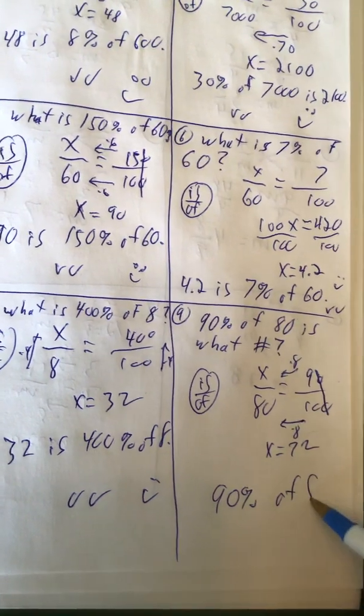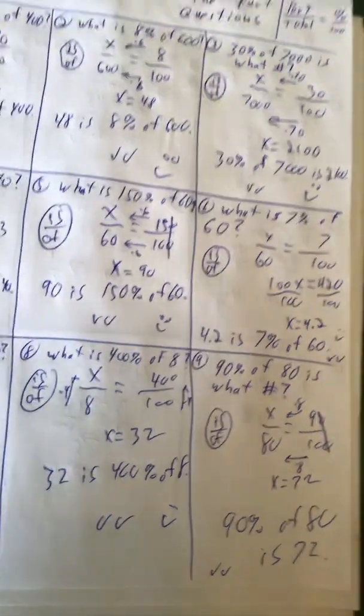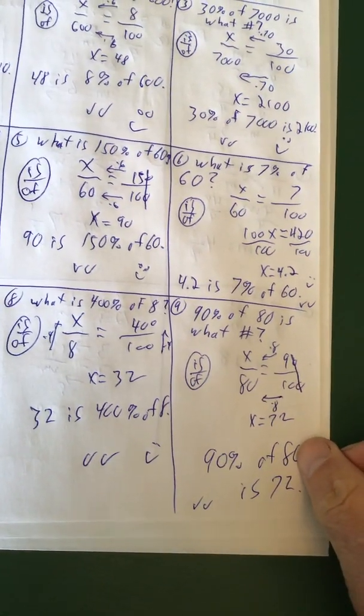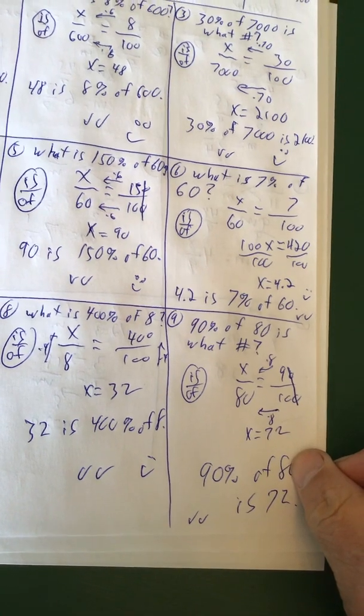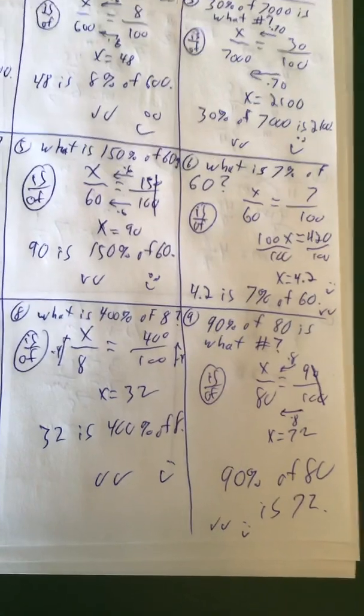90% of 80 is 72. 100% of 80 is 80. 10% of 80 would be 8. So 9 times 8 is 72. Yep, I'm right. And I know I'm right. So hopefully that went well for you.